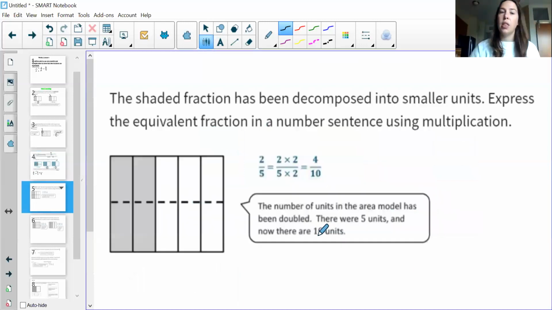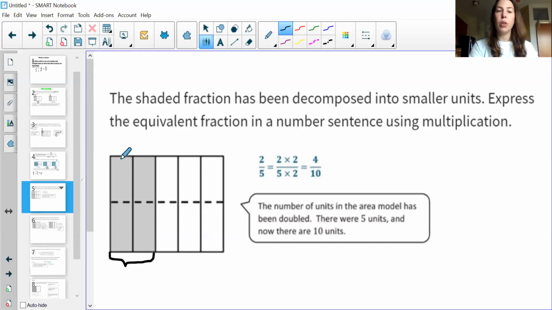Okay, let's look at this one. The shaded fraction has been decomposed into smaller units. Express the equivalent fraction in a number sentence using multiplication. So this time we're starting with the area model and we have to write the multiplication sentence. I know the answer is given to you right here, but I'm going to show you how they figured that out. So the first step is you need to look at how much was shaded before the decomposing happened.